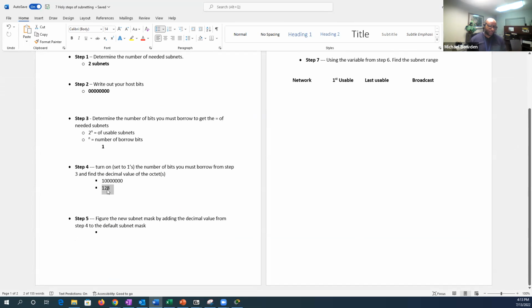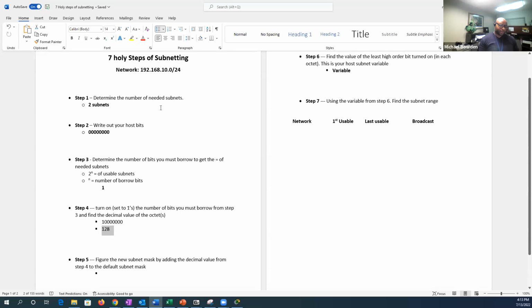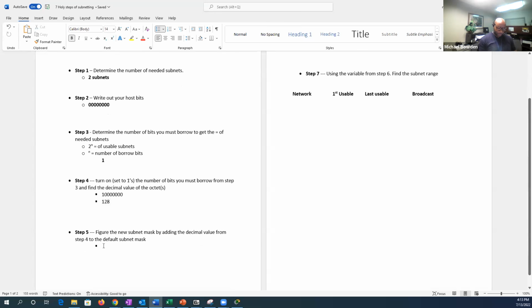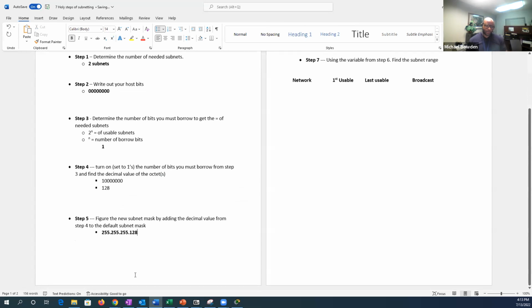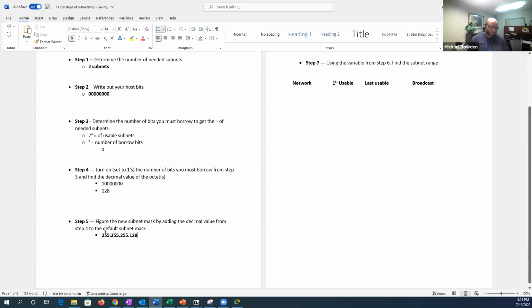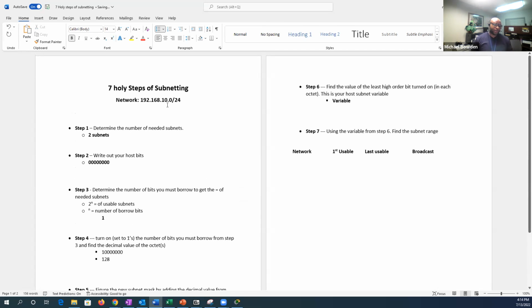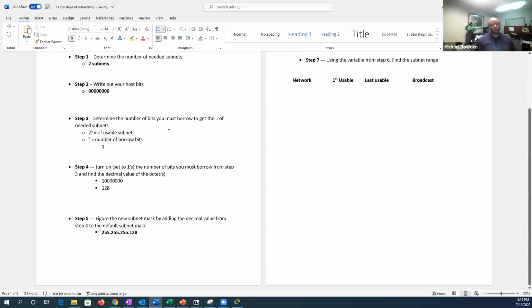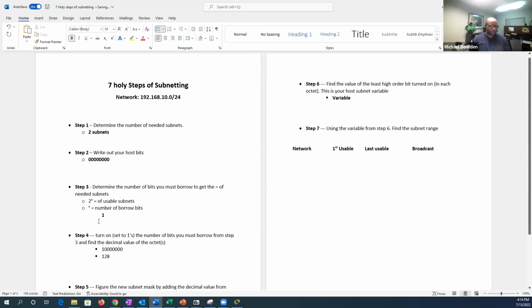So we're going to add this decimal value to this subnet mask. So we're still going to have 255.255.255. Then we're going to add this decimal value that we have here. So it's going to be 128. So now our new subnet mask is 255.255.255.128. And this goes from a /24 to now we're working with a /25 because we borrowed 1 bit.